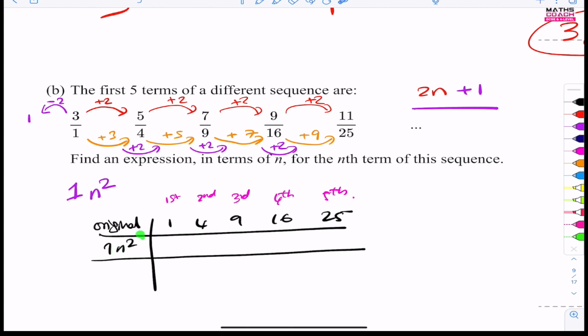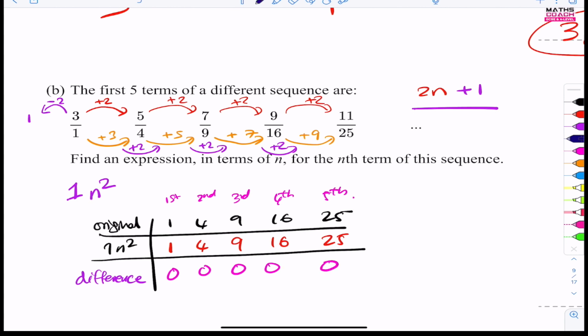So 1 squared is 1, times by 1 is 1. So it's 1, the first term on that one. 2 squared is 4. Times by 1, still 4. 3 squared, 9. Times by 1 is 9. So we can do that for the rest of them. Now, we need to find the difference between the original and our 1n squared. So as you can see, we can subtract them and they all give us 0. Okay, so the difference is 0. So 0, 0, 0, 0, 0.